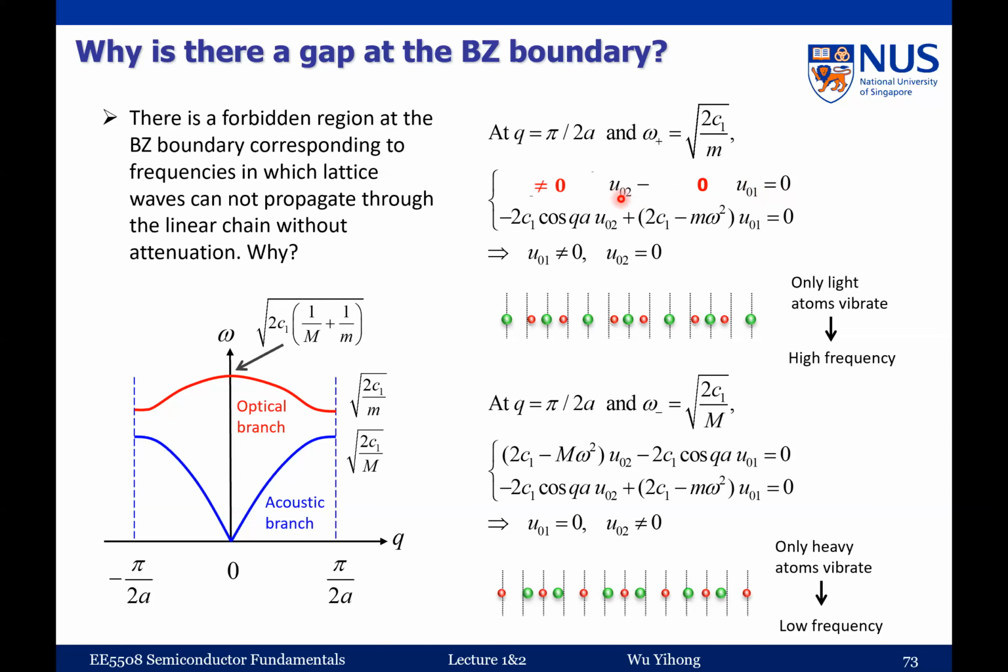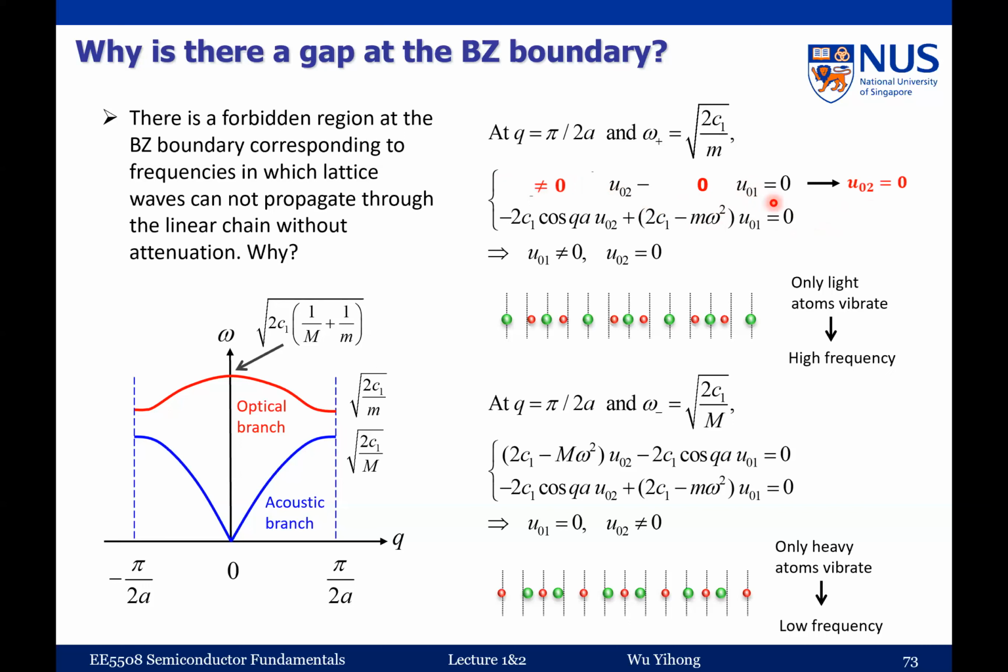Or if U02 is 0 but U01 is not equal to 0, you still can satisfy this, right? But physically, you can see that we cannot let both be 0. If both U01 and U02 are 0, basically you go to the stationary case. This means none of the atoms is vibrating, right? So to satisfy this equation, we can let U02 be 0, and U01 is not equal to 0, right?